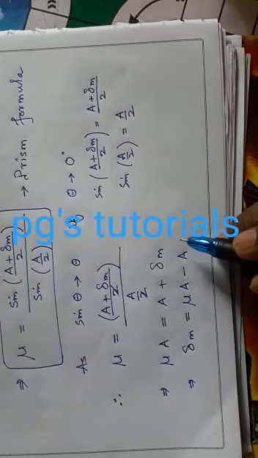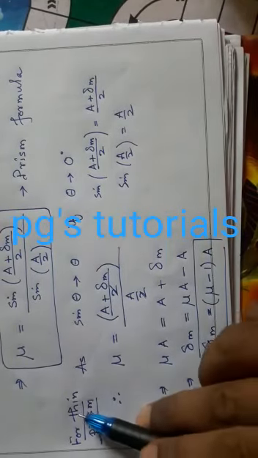Now you take A common. This formula is true for a thin prism.